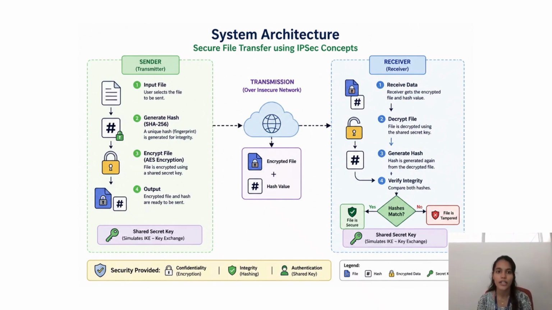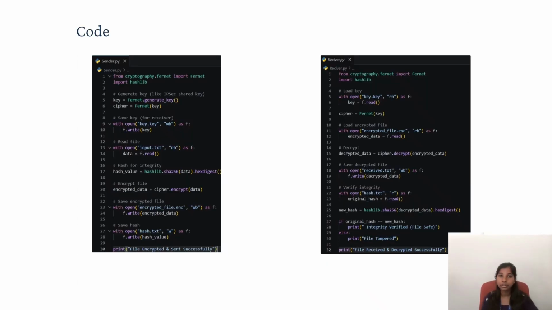Thus, this system ensures secure communication by providing confidentiality through encryption, integrity through hashing, and authentication using the shared key. In this, we implemented a simple model based on IPsec concepts. First, the file to be transferred is taken as input. The data is then encrypted, which converts it into an unreadable format. After that, a hash value is generated from the original data. This acts as a reference to verify the data later.